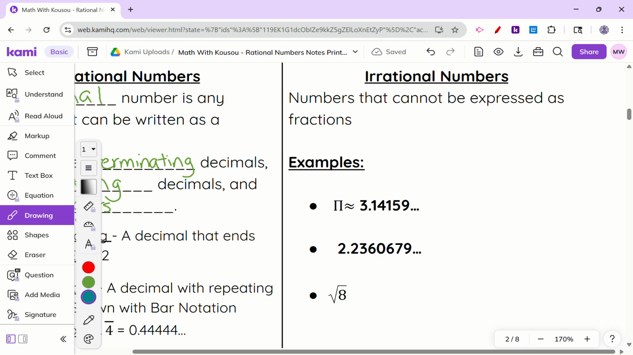Then we have the square root of 8. Square root means what number times itself will get you 8. So if you were to take the square root of 8 in your calculator, you would get about 2.828427 ... There's a whole bunch of other numbers after that. The point is, you don't have a whole number times itself that'll get you that 8. So therefore, the square root of 8 is also irrational.